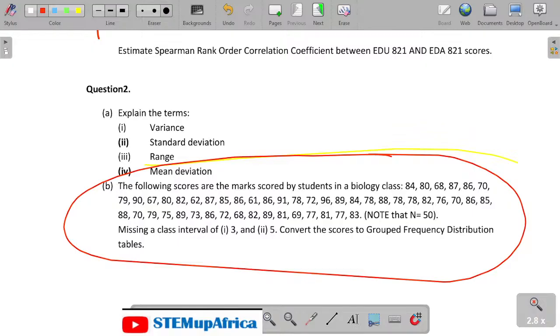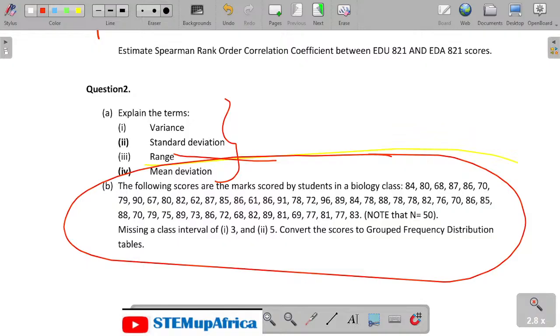So let's see this question. Like all these definitions, you can look them up. You might see them. Variance, standard deviation, range, and mean deviation. How you define them? They are simple definitions. Like range is the difference between the highest number and the lowest number. Finish. That's the definition of range. So you can look up the other three.